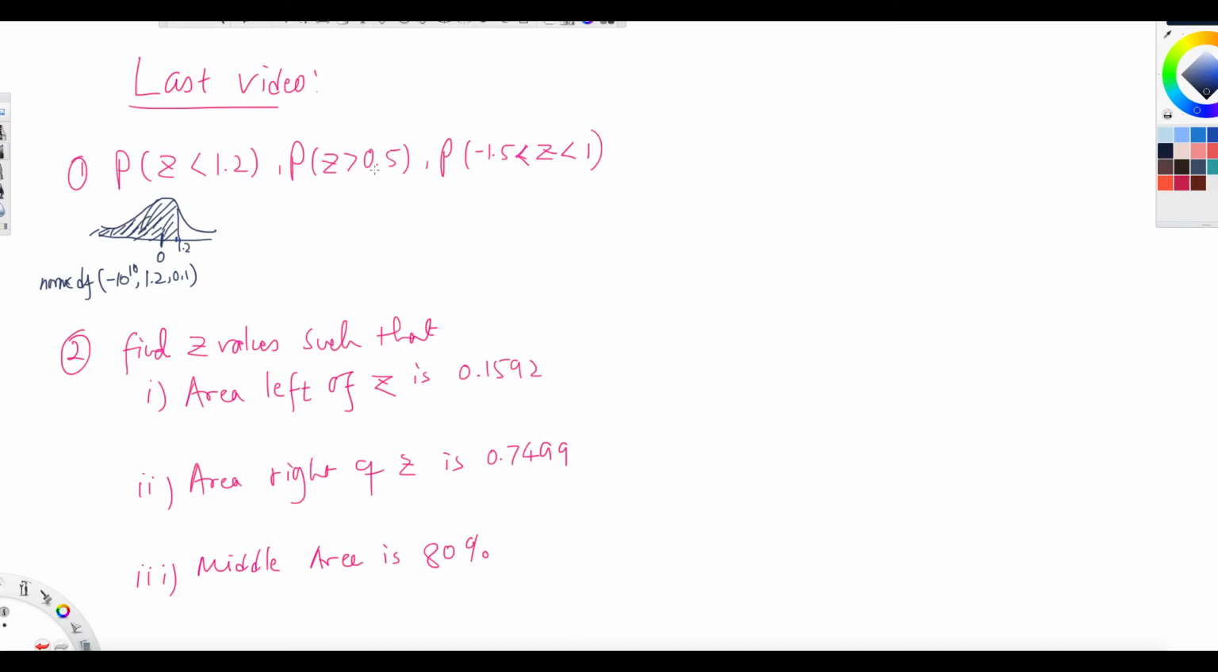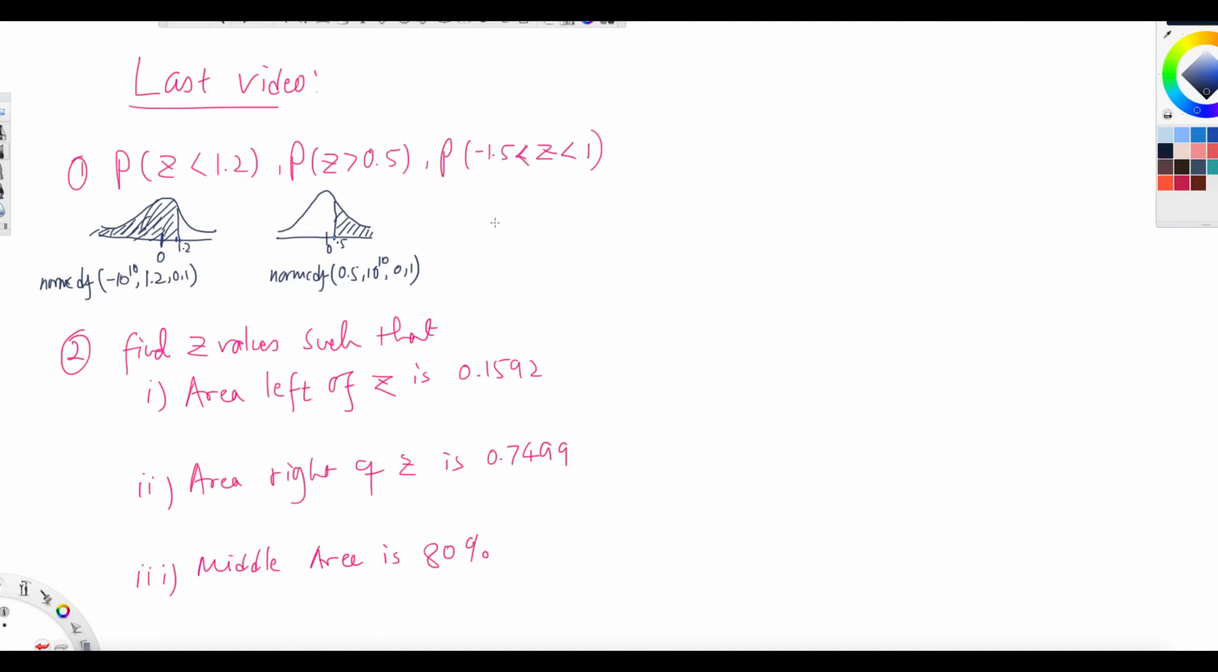The second one is the probability that G is greater than 0.5. Just draw the graph. There is 0, so 0.5 maybe somewhere here, and you are trying to find this area. So what is the left bound, right bound, for norm CDF? Left bound is 0.5, and then right bound is 10 to the 10, because it keeps going, and then mean is 0, sigma is 1. So these are the calculator syntax, norm CDF, to find the area left or right.